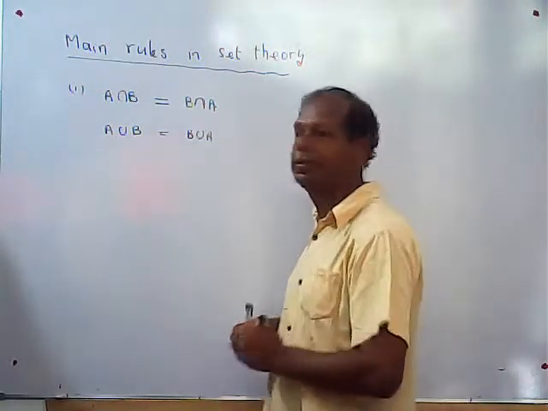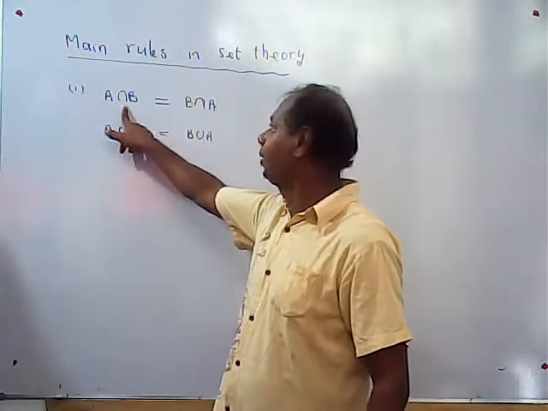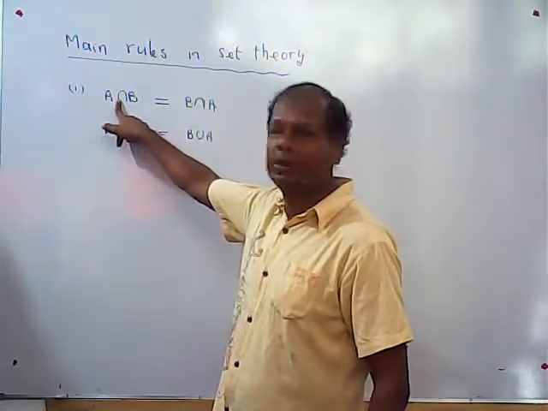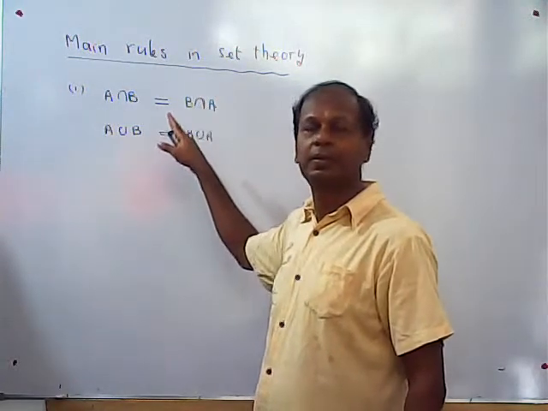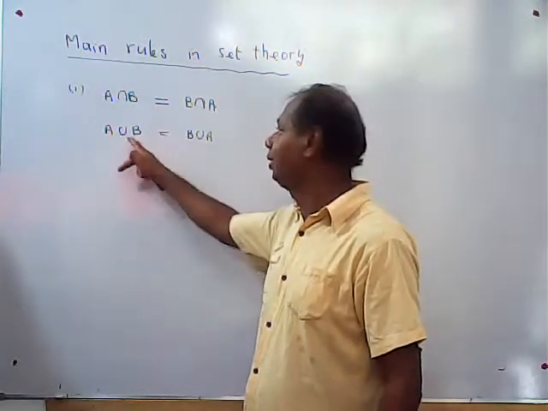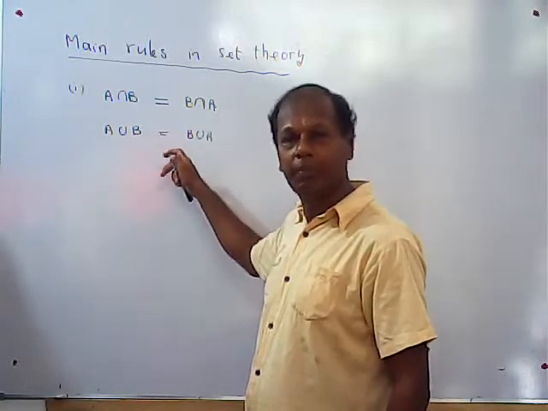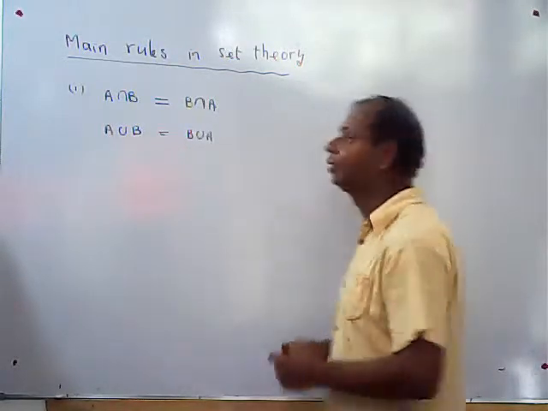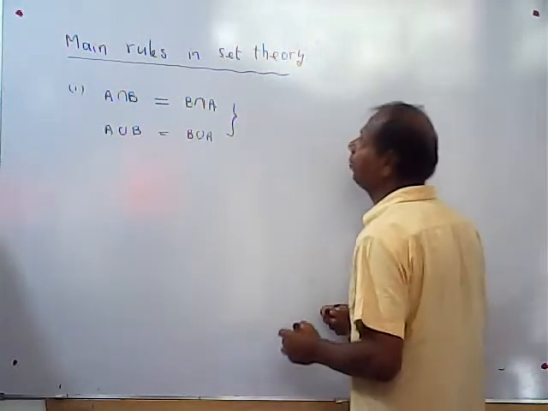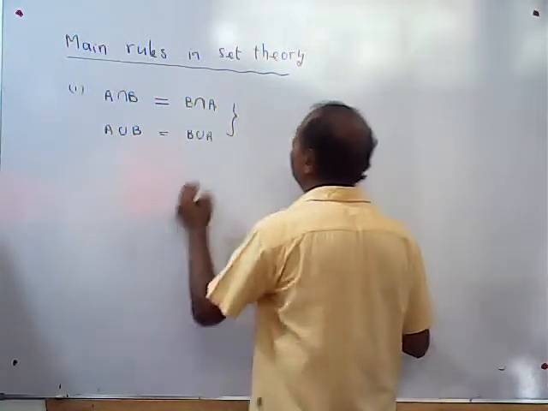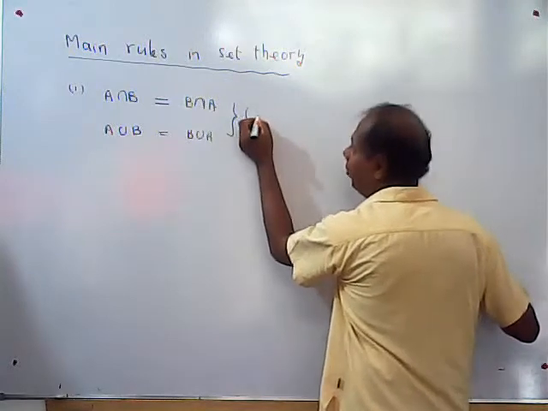So that means here intersection is the operation. You keep the operation unchanged and switch the operands. The result will not change, right? Here also for the union, this law, right? Main rules or main laws. This is called the commutative law.